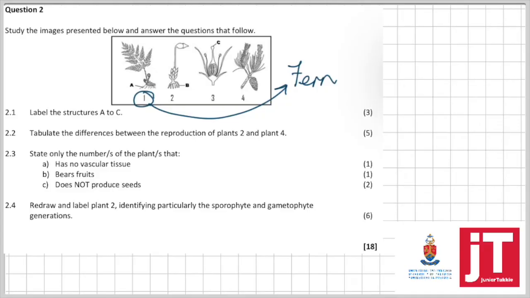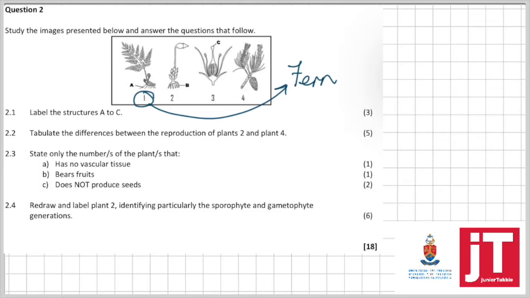Right, let's have a look at question 2 quickly. It said study the images presented below and answer the questions that follow. Now some of us will be able to identify these pretty quickly, others not so much. If you don't identify them right off the bat, then maybe take a few minutes just to get some context in the image here. We'll see that the first picture there, we've got a label A.